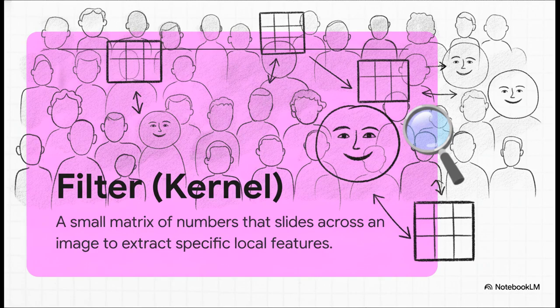Think about when you meet a friend in a crowded room. You don't analyze every single pixel of their face at once, right? You look for local features, the curve of their smile, or the specific shape of their eyes. Well, a CNN does the exact same thing, using a filter, which is sometimes called a kernel. Instead of learning millions of independent weights, a CNN might use a tiny 3x3 filter, literally just 9 numbers, and share those exact same 9 numbers across the entire image. We call this parameter sharing, and it drops the computational cost dramatically.